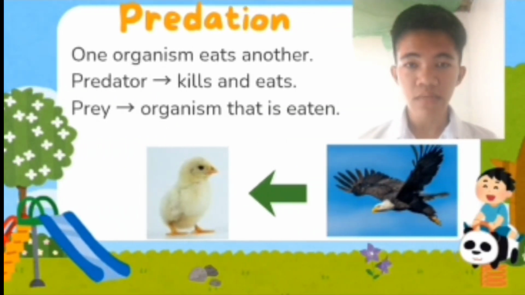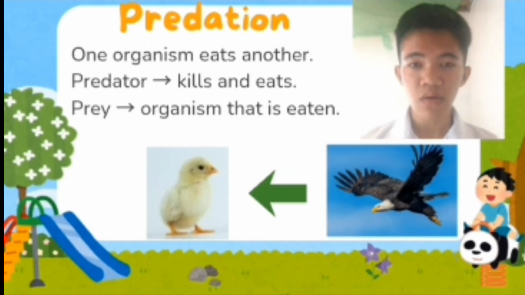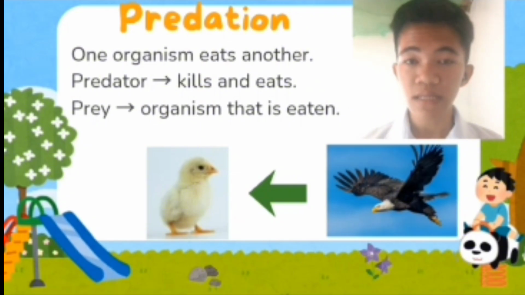Predation. One organism eats another. So in here, the predator kills and eats the prey, the organism that is eaten. So, for example, a snake eats chicks, an eagle eats monkeys, a shark eats small fish.